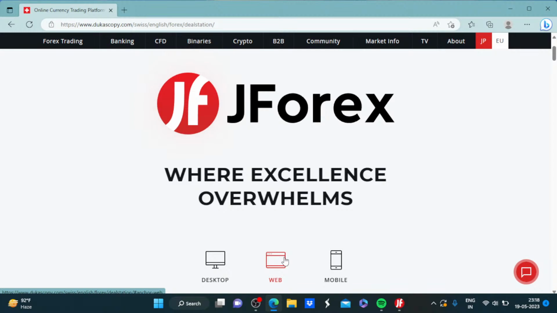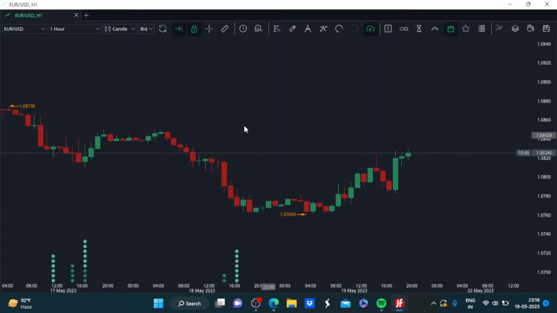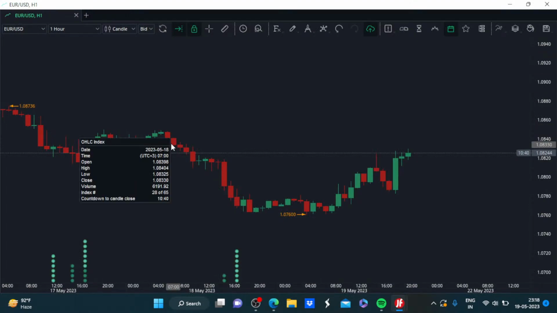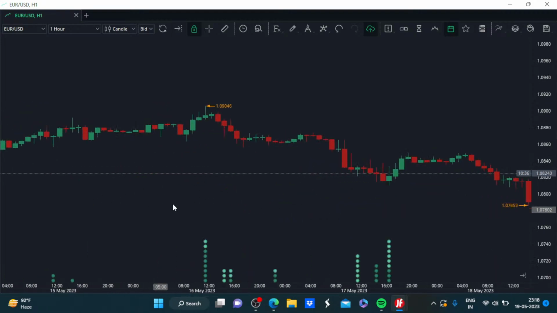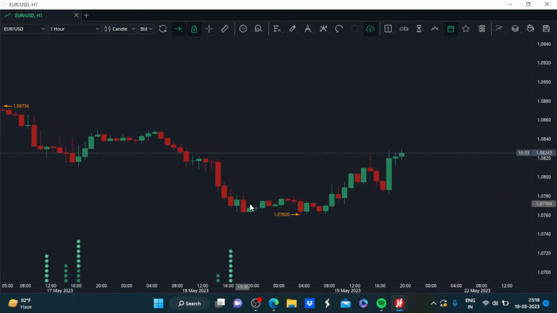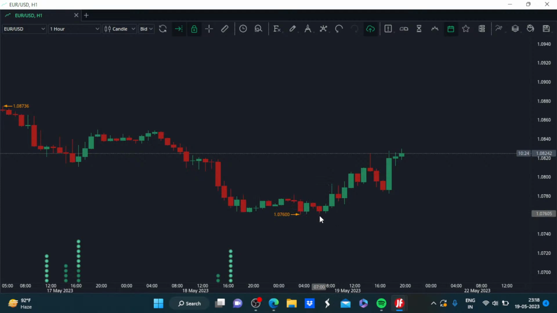So let us now head to JForex, the newly released trading platform from Dukascopy Bank SA. This is the chart of the Euro USD with each candle predefined at hourly. We have seen Euro USD declining and declining for the last couple of days, and then on these lower levels we saw some buying happening in today's session, with gains of around half a percentage point being seen from these lower levels.